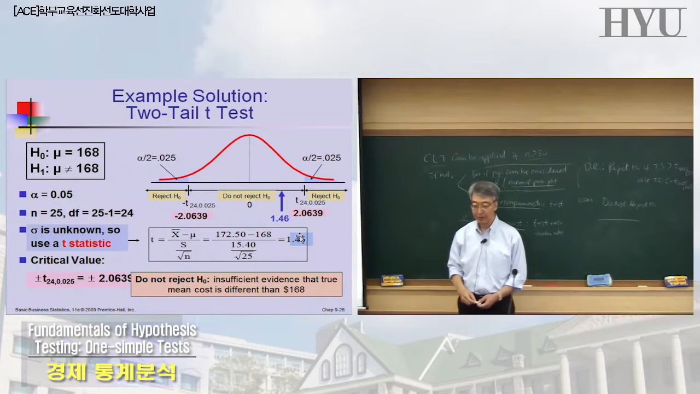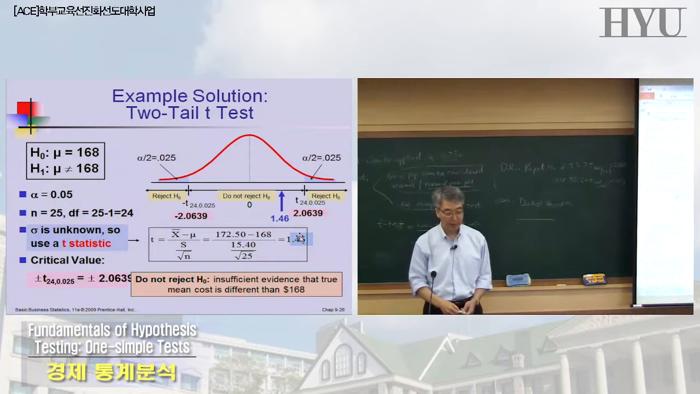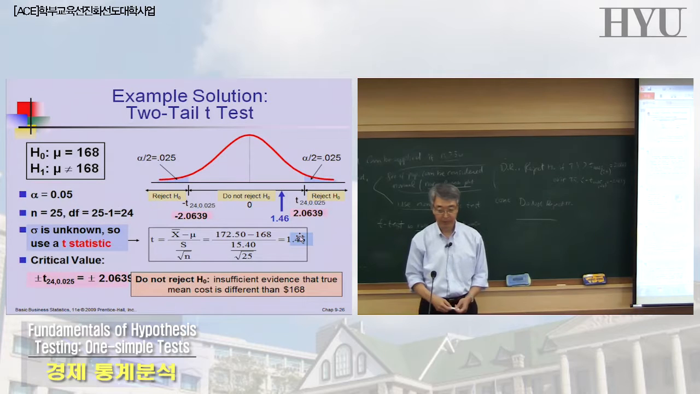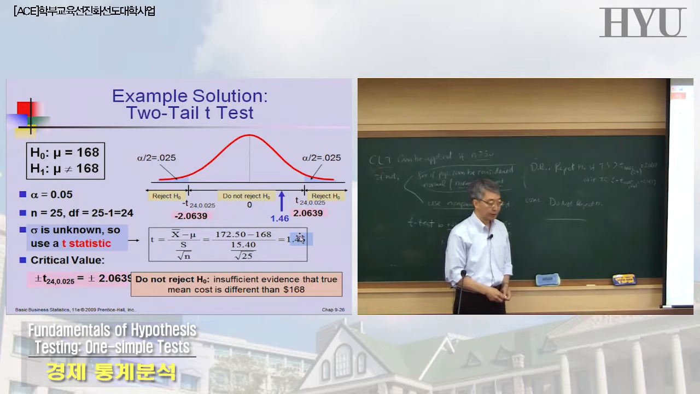Right. There is insufficient evidence to reject the claim that the average hotel bill is $168. Okay? There is insufficient evidence to reject the claim that the average hotel bill is $168. Okay? Make sure you say that.